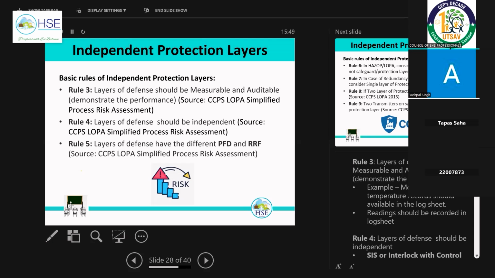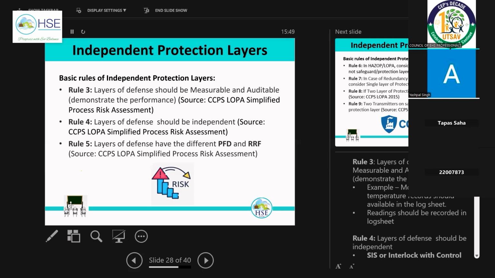And in this case, in particular for this SIS temperature control system, RRF will be 10 to the minus 1. So you can see 10 is the inverse of that; RRF is 1 upon PFD, that is 10 to the minus 1. So in both cases, your protection layer is 1. We can take one credit.